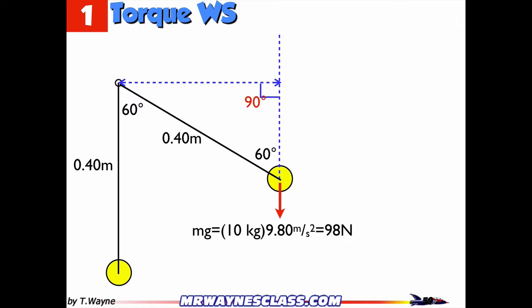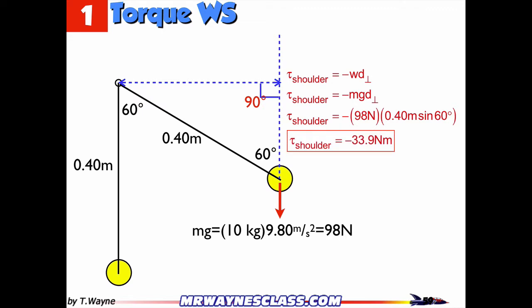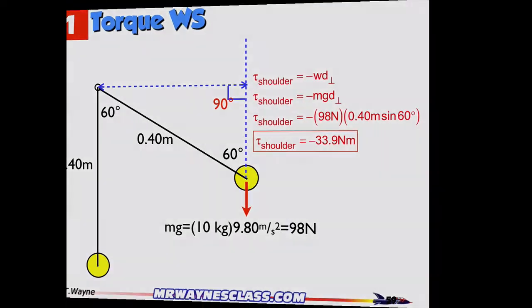That means that my distance, for my torque, is going to be 0.4 sine 60. So 9.8 times 0.4 meters sine 60 is negative 3.39 newton meters. And it's negative because that's a negative rotation.